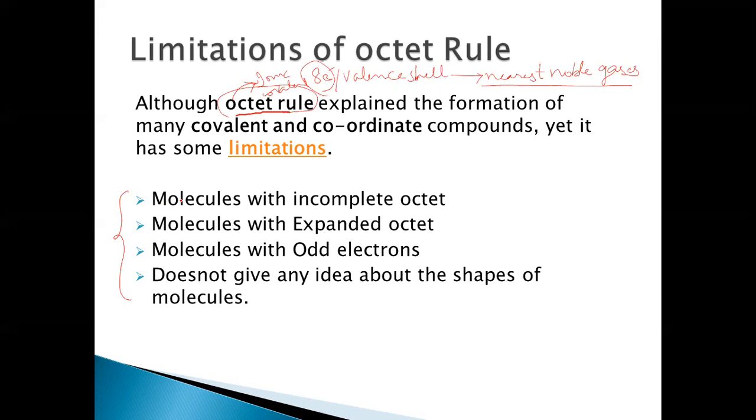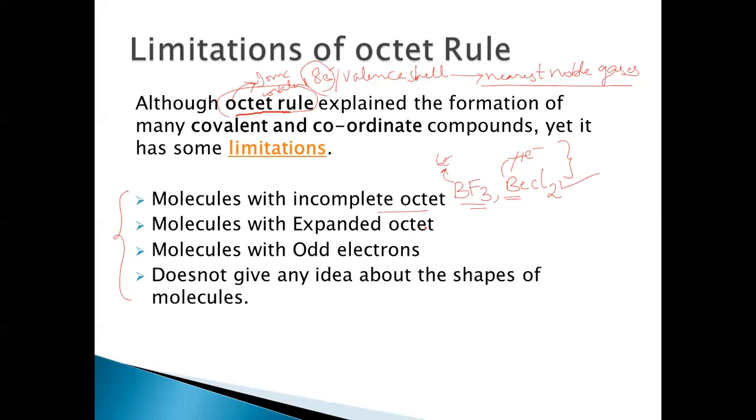It could not explain the stability of molecules with an incomplete octet. For example, take boron trifluoride, BF3, or BeCl2. In the central atom of BF3, that is boron, it has 6 electrons, and beryllium has 4 electrons. Even though they have less than 8 electrons in the central atom, they are stable and do exist. So Lewis theory or the octet rule is unable to explain the stability of such molecules.